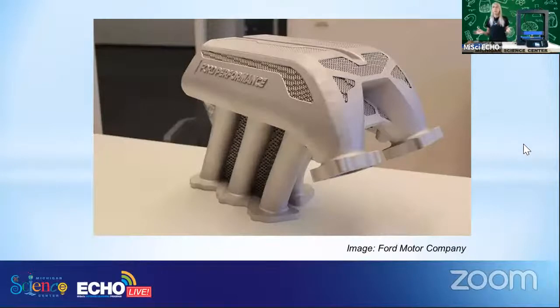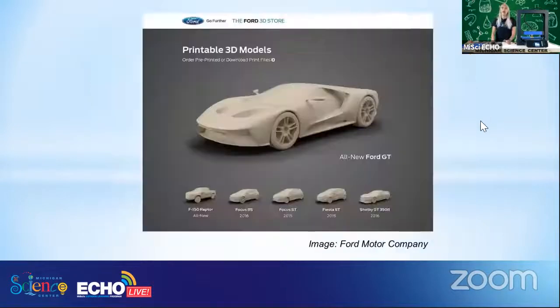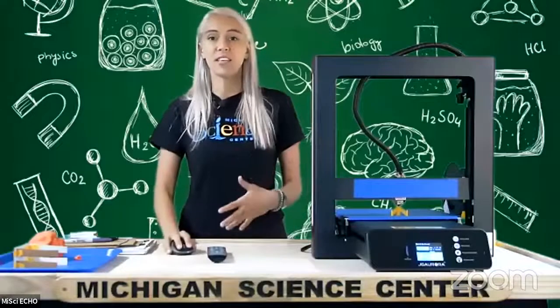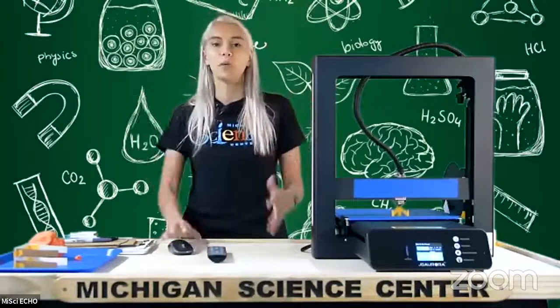Just down the street from the Michigan Science Center is Ford Motor Company, who actually uses the largest 3D printed part in any one of their vehicles, out of any car that's actually commercially driven by people around the world. Now, Ford also has a lot of their designs, car designs or chassis available for people to download and 3D print on their own. So let's talk a little bit about the basics of 3D modeling using a computer program.